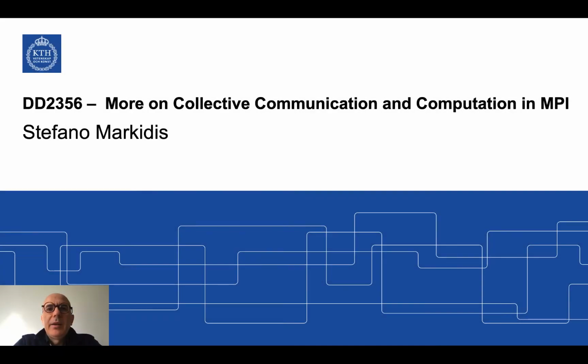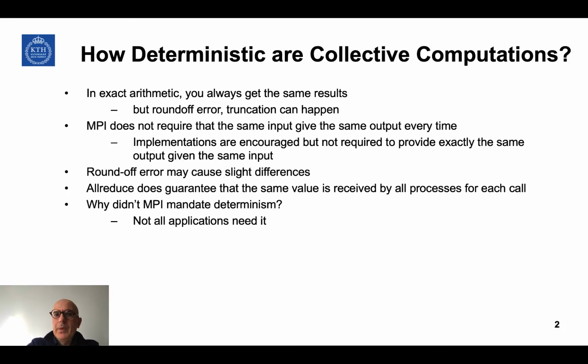Hi, welcome back. In this lecture, I will further discuss collective communication and computation in MPI. So the question I have is how deterministic are collective computations. This also means, if I do exactly the same collective computation, will I always get the same results?